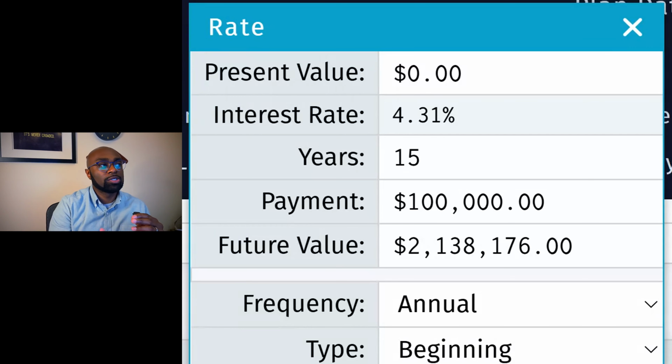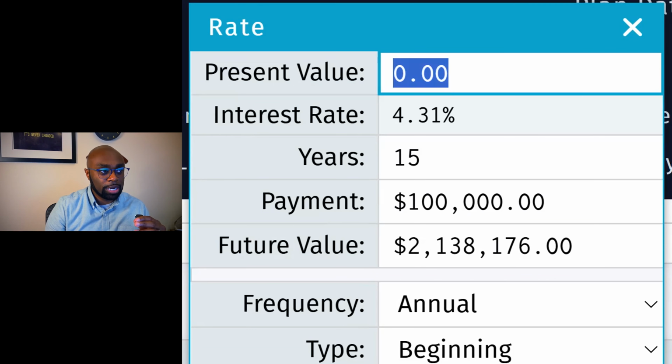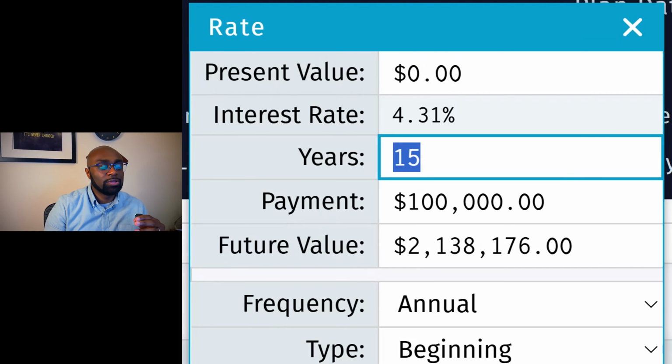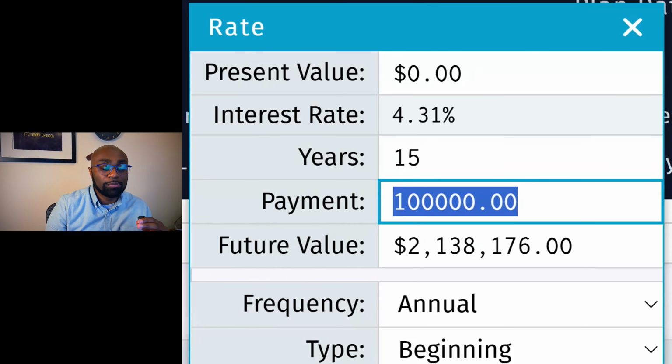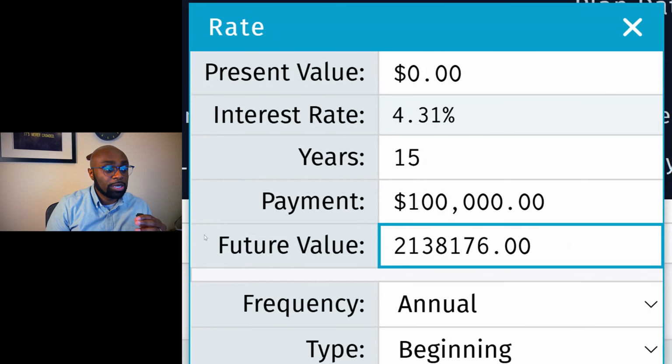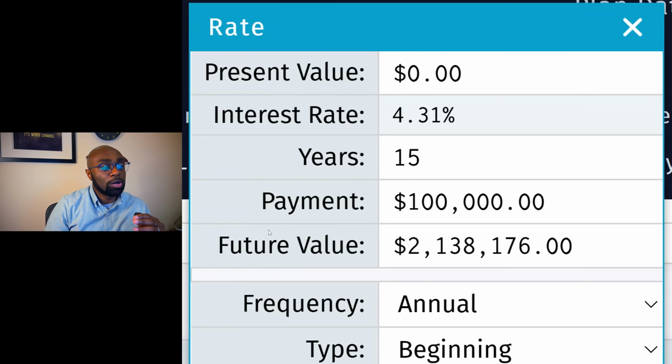So what you're seeing here on the screen is a rate calculator. I'm just starting off with a present value of $0, okay? And then what I can't change is this 4.31 number, because that's the thing that we're actually solving for. And I'm just using 15 years as a time horizon just to give you an idea. I can do the exact same thing with any of the years that you see there. And we're showing $100,000 per year for each and every one of those 15 years. And at the end of the day, what we end up having is $2,138,176 at the end of the 15 years.